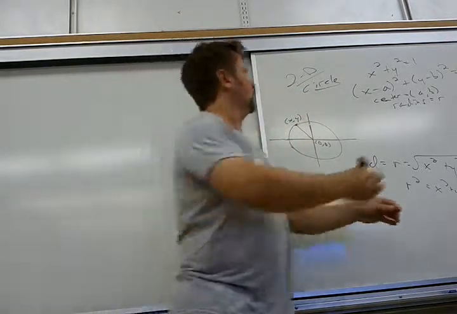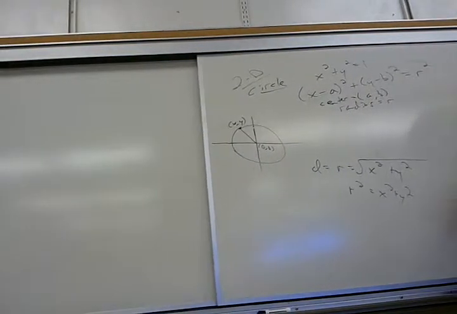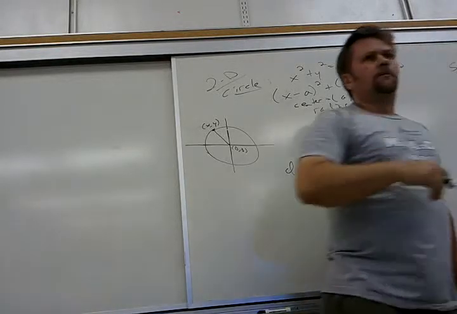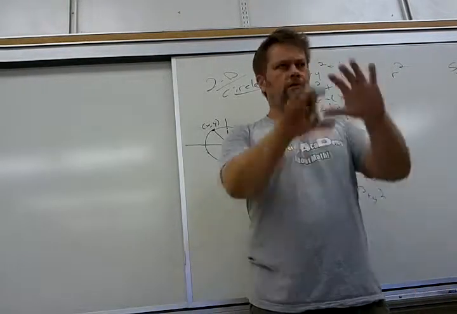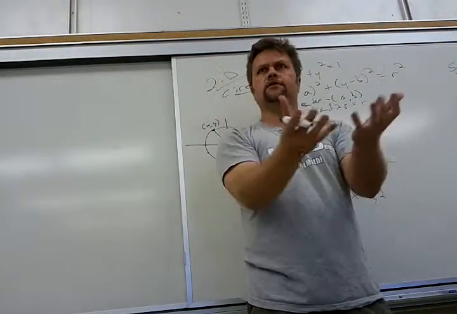No. So a sphere formula would be x minus a squared plus y minus b squared plus z minus c squared equals r squared. Right, so this is a sphere, a hollow thing. We're only concerned with the points that are actually on the surface of the sphere.